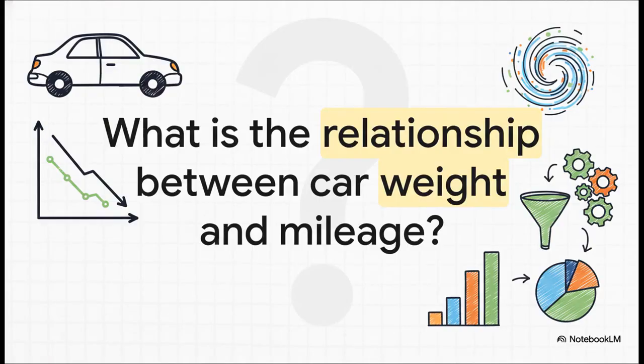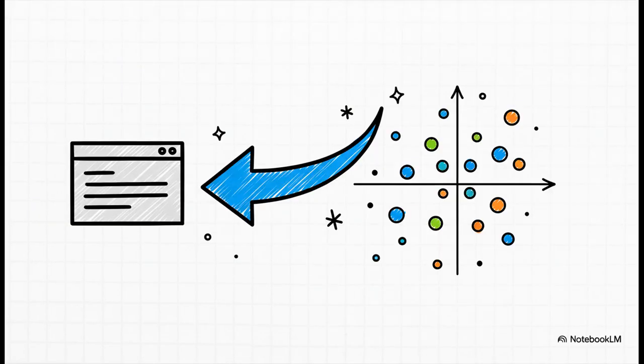So let's go all the way back to the beginning. The question was, what's the real relationship between a car's weight and its gas mileage? We've done all the prep work. The data's clean and ready to go. So, how does our toolkit take all these numbers and just show us the answer in a way we can see instantly? This is where the final piece of our toolkit comes into play, Matplotlib.